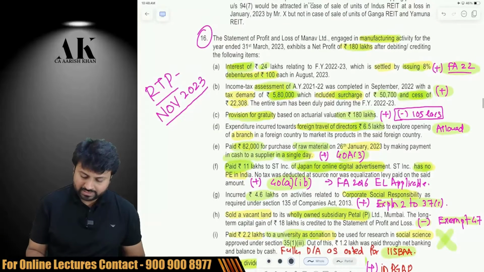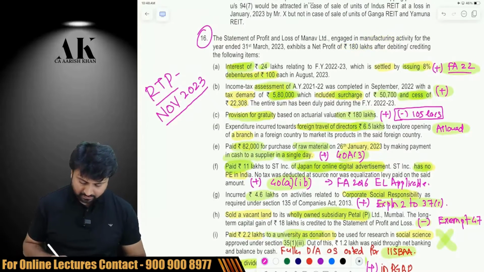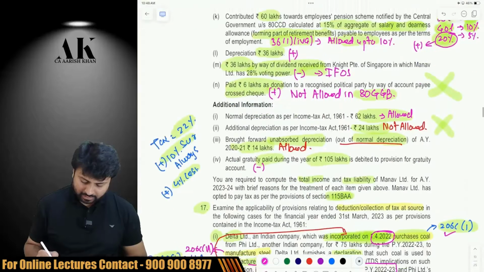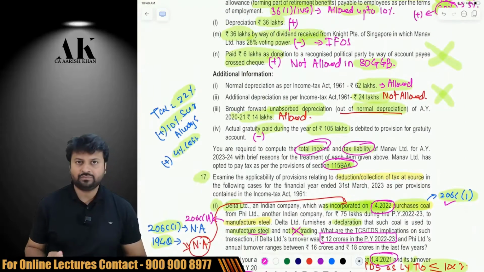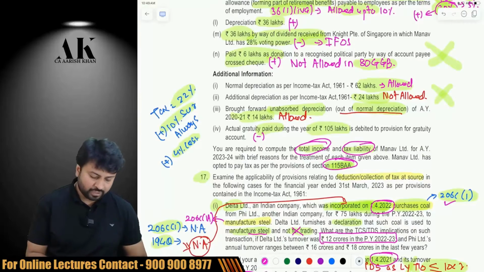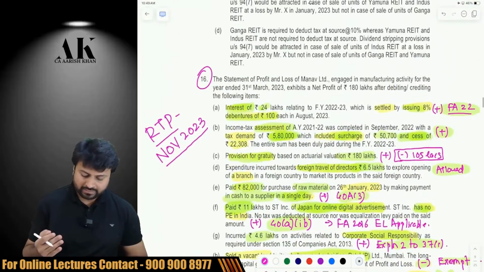Now the first question over here is the manufacturing assessee. This is a question of total income and tax liability, and you have to compute the total income and the tax liability as per 115BAA. Be very careful. It is an alternative tax regime where you have to pay 22% tax, 10% surcharge and 4% cess. So you have to give the answer according to that.